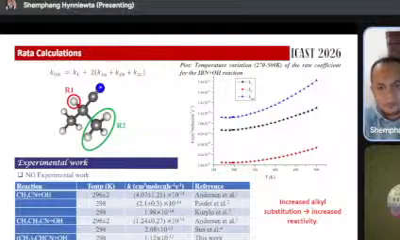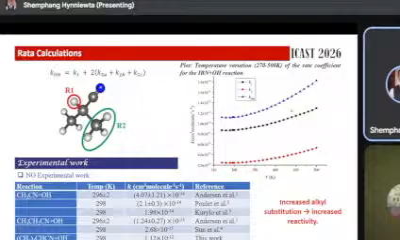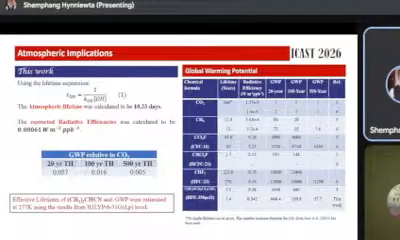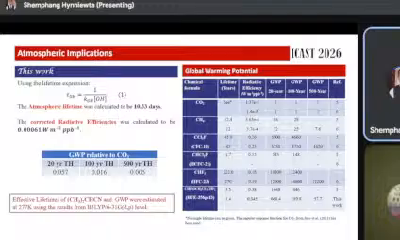And we also have a plot of the change in the rate constant in the range of 270 to 500 Kelvin. Now, we calculated the atmospheric lifetime, and it was found to be about 10 days that it would stay in the atmosphere, and finally it will get degraded. The radiative efficiency is around 0.0061, which is very low.